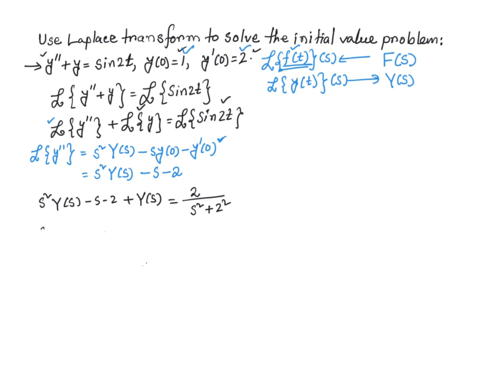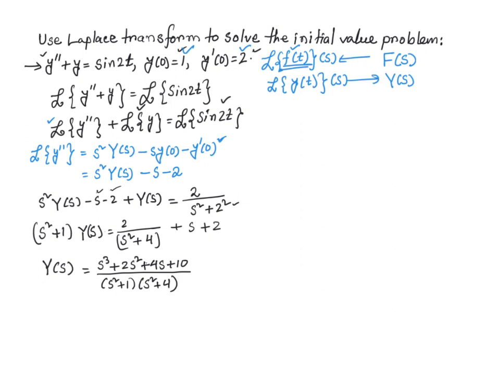Now I'm going to combine terms here: s squared plus 1 times Y of s, and then I'm going to bring this s minus 2 to the right. That's going to give me 2 over s squared plus 4, because 2 squared is 4, then plus s plus 2. Now I just need to do a little bit of algebra. Once I do the algebra, this is what I get. My Y of s is equal to.